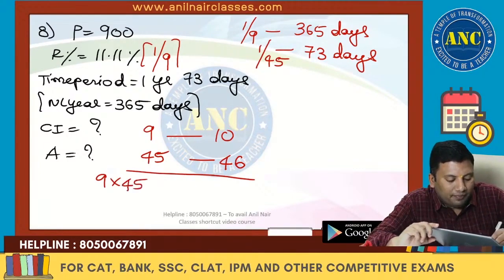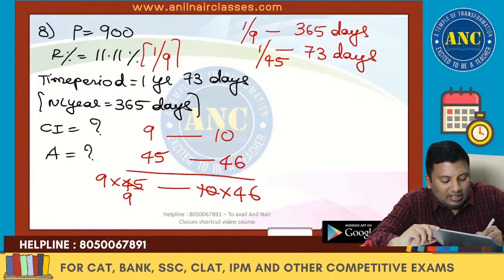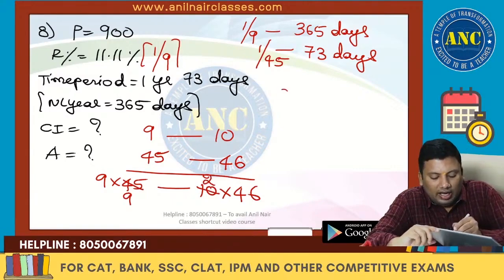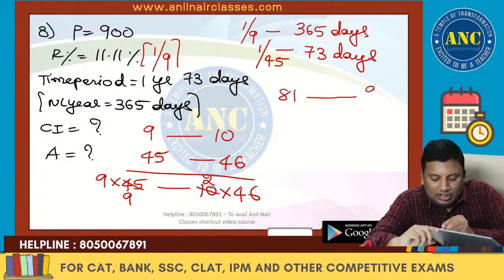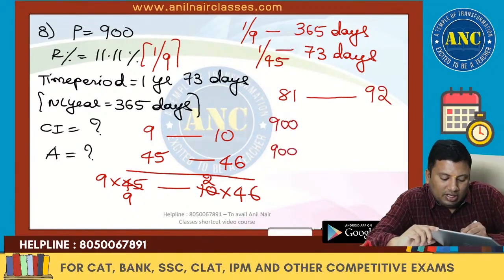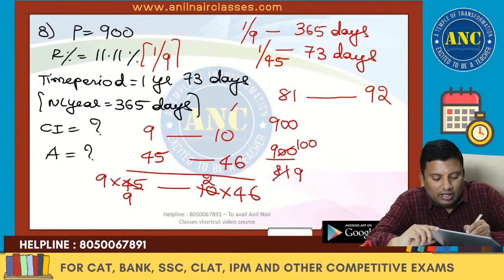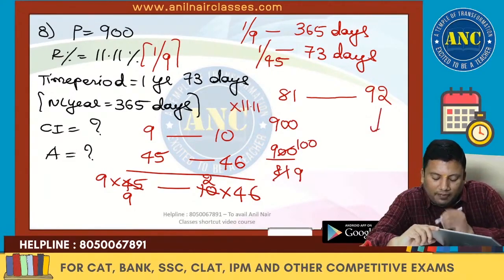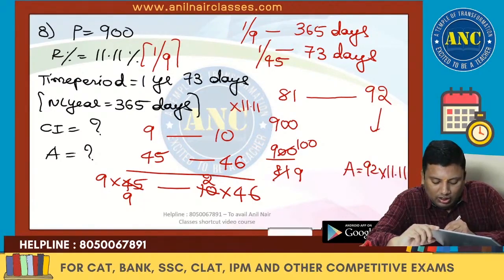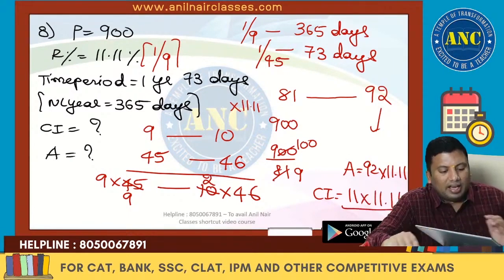9 into 5 and it is 10 into 46. These are nothing but 5 9s are 45, and 5 2s are 10. So 81 is becoming 92. 900 means 900 by 81, 9 9s are 81, so it is 11.11. So the final amount is nothing but 92 into 11.11. CI is nothing but 11 into 11.11. I hope the idea is clear.